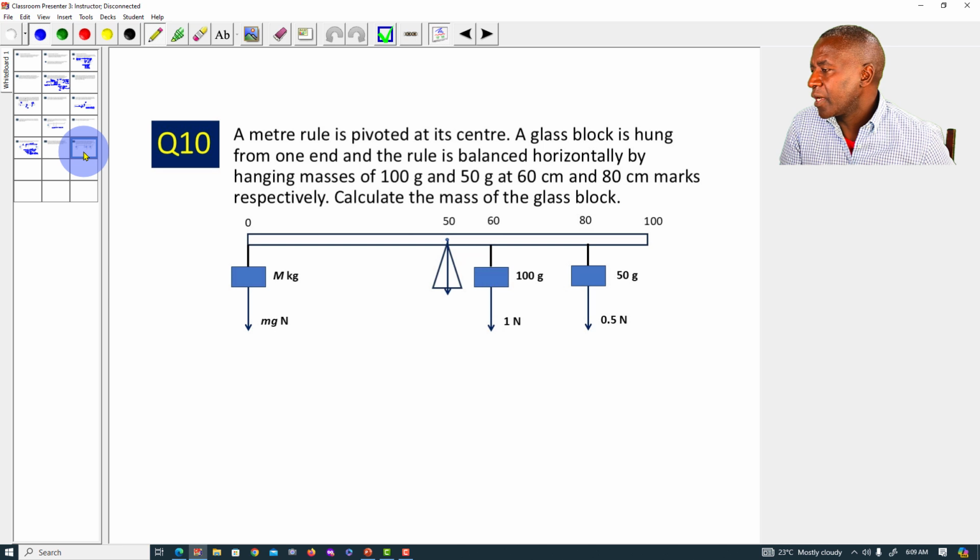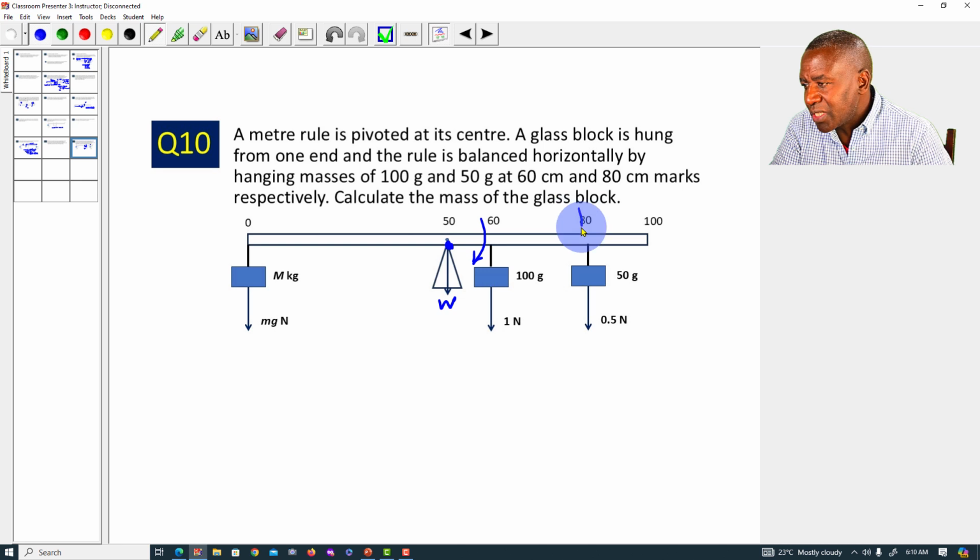So this is just as simple as that. When you put down that diagram, this is the 50 centimeter mark where we've got the pivot. So the weight will have 0 moment about that particular point, so we don't have to worry about that. We convert the masses into weights. So this one will tend to turn the system clockwise. This one will also tend to turn the system clockwise, while the weight of this glass block will tend to turn the system anti-clockwise.